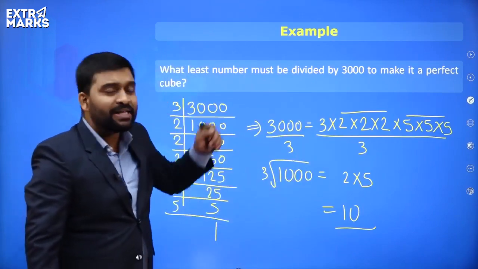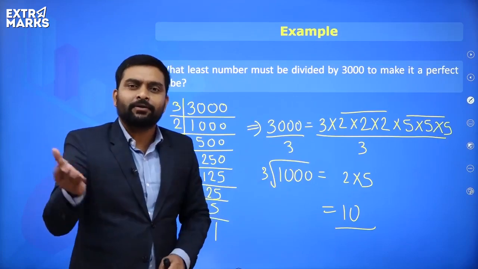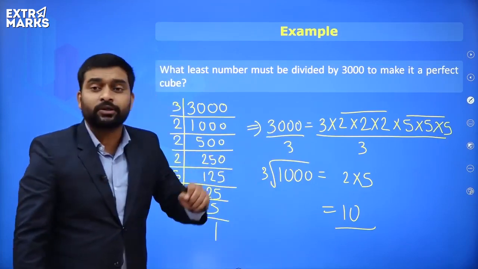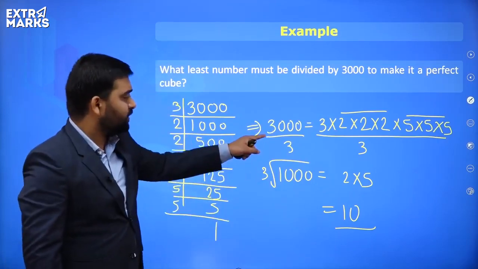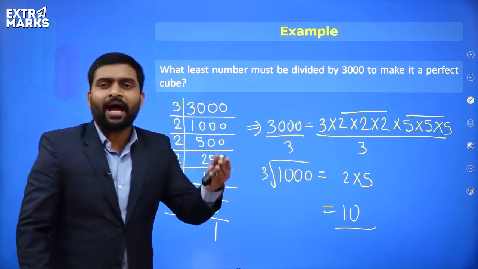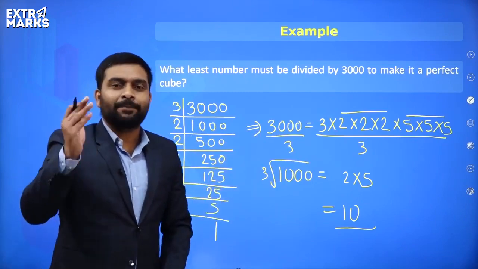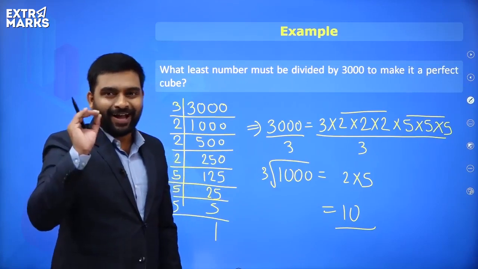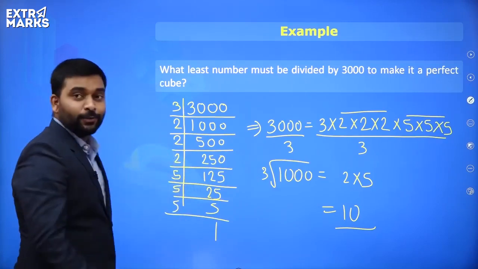Why? Because 3 was left alone. So we divided by 3. In order to make 3000 a perfect cube, we divided 3000 by 3. We got 1000. And we all know 1000 is a perfect cube of 10. I hope this point is now clear to everyone.